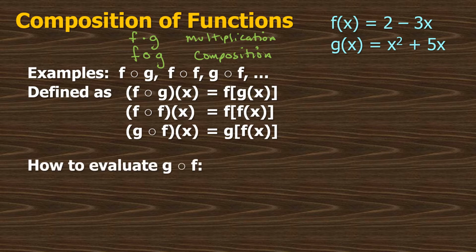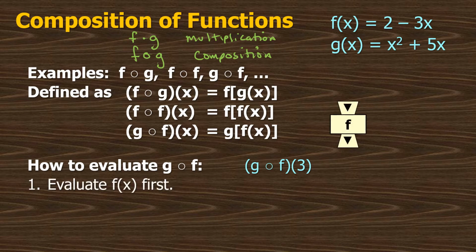How are you going to evaluate g of f of x? Well, let's start with using a very specific value, in this case 3. The idea is that 3 needs to be put into the f of x function first. So I'm going to represent this with a function box in which I stick 3 into the function box. Since we know that 2 minus 3 times 3 happens to equal negative 7, my output will be negative 7. So f of 3 is negative 7.